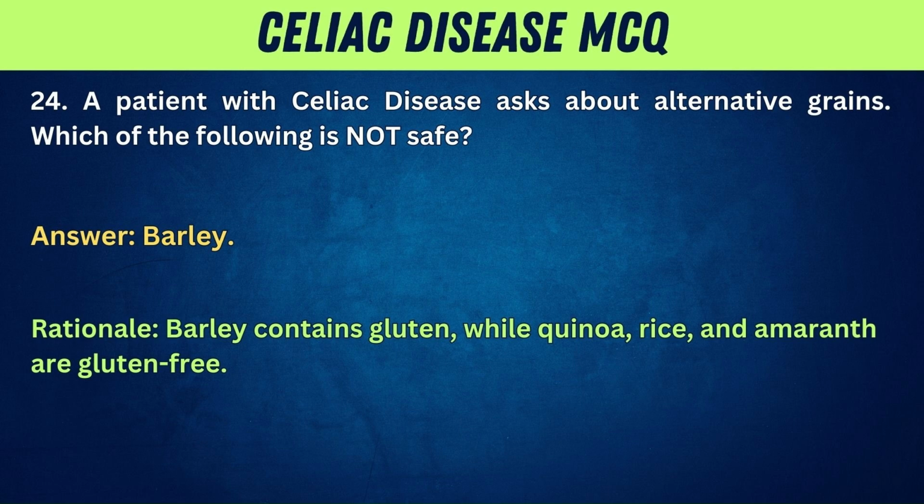Rationale: barley contains gluten, while quinoa, rice, and amaranth are gluten-free.